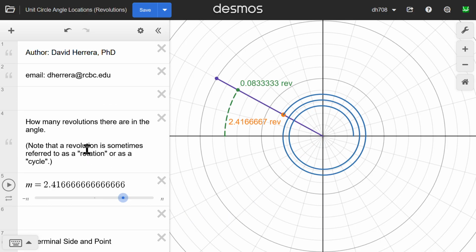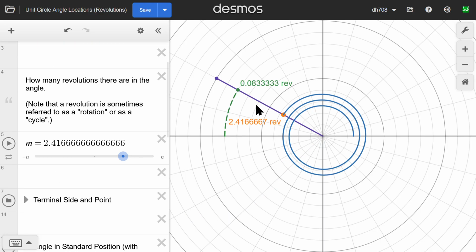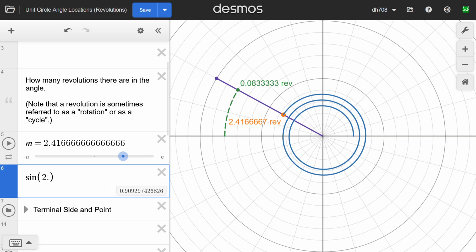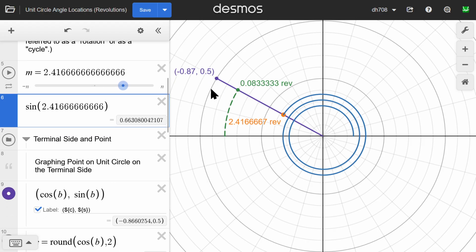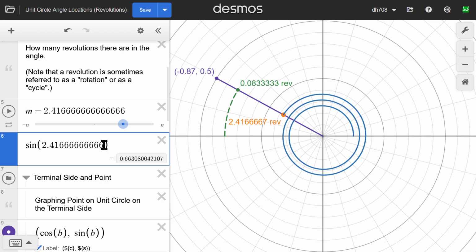Now, if I go over to these other modes here, like revolutions, and I say, okay, this is 2.4166, I do sine of 2.41666666. It's telling me that the sine is 0.6. If I go and look at the coordinate, the sine is 0.5. Because this right here is a 30-degree angle. And the sine of 30 degrees is a half. However, this sine right here is not the sine of the actual angle, even though that's what it looks like the angle is. The reason is about the units. This is revolutions, and it's not radians.